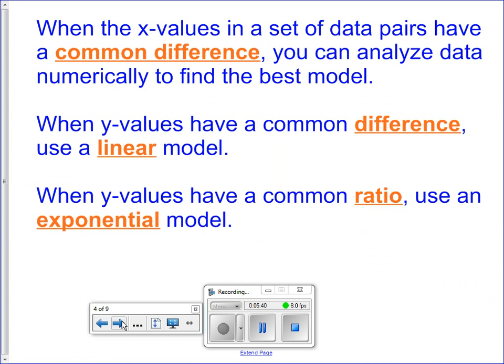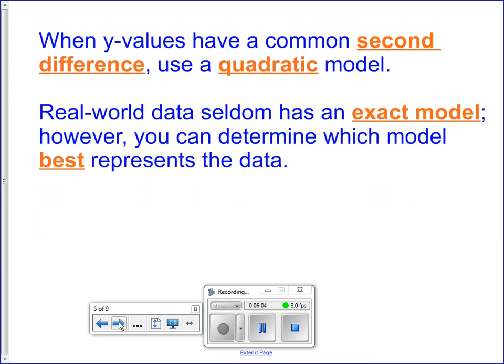When the x values in a set of data pairs have a common difference, you can analyze data numerically to find the best model. When the y values have a common difference, use a linear model. When the y values have a common ratio, use an exponential model. When the y values have a common second difference, use a quadratic model. Now, the problem with this is when you're dealing with real-world data, seldom will you have an exact model. But you can determine which model best represents the data.